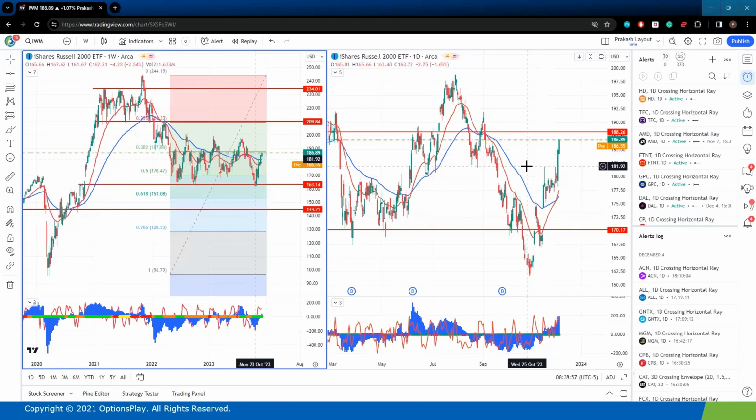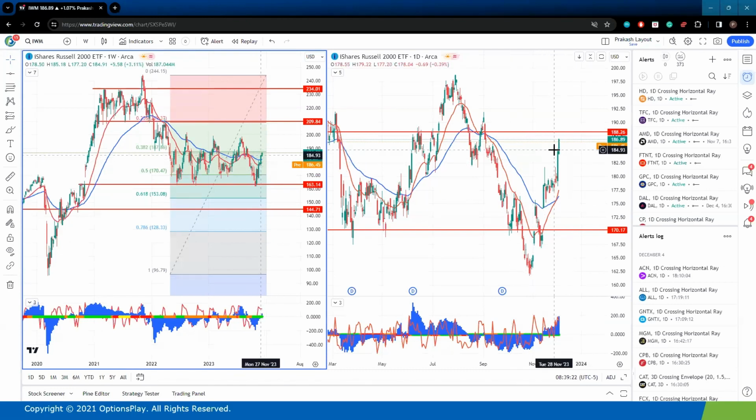With small caps outperforming large caps, we've seen the Russell 2000 rally with a lot of momentum heading towards this 188 level, which is the 38.2 fib area. Once again, bouncing from 163, breaking above the 50% fib level at 170, and just showing a lot of momentum. We are now seeing a moving average crossover with the 21-day exponential moving average crossing above the 55-day exponential moving average.